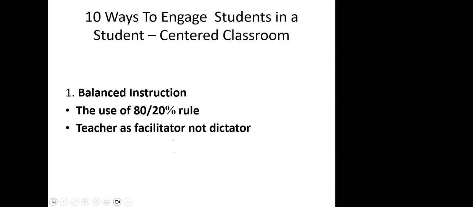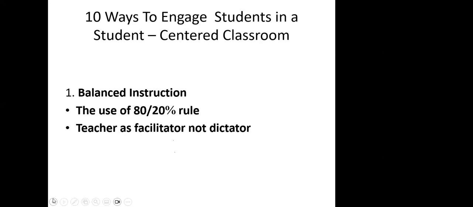So let us look now at the 10 ways to engage students in a student-centered classroom. How can we engage our students? When we say that we should use the student-centered classroom, how can we engage our students now in our classrooms? So I can say, number one, we should employ the balanced instruction system in our classes.